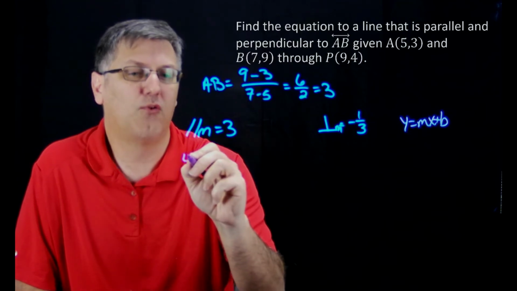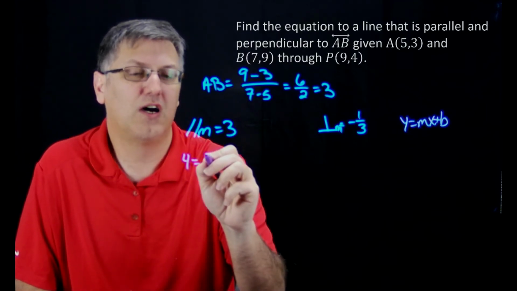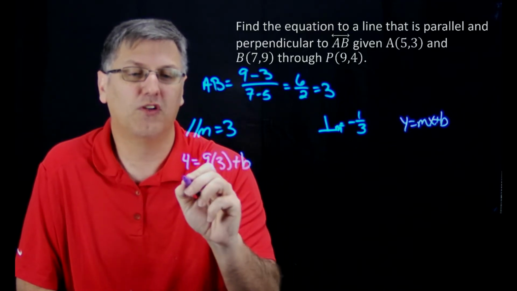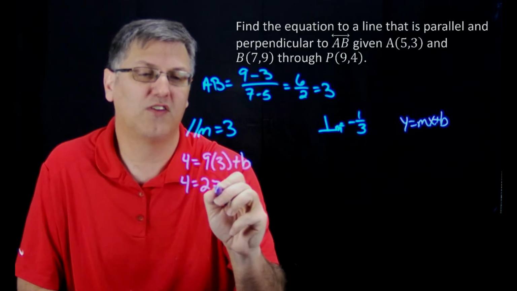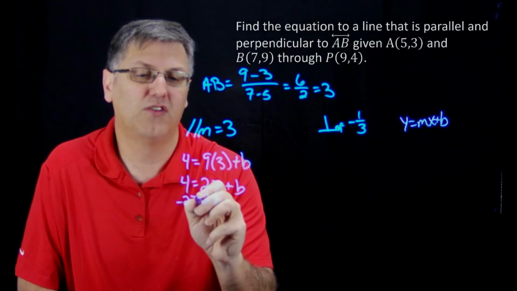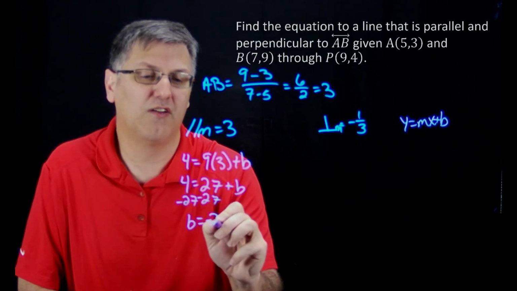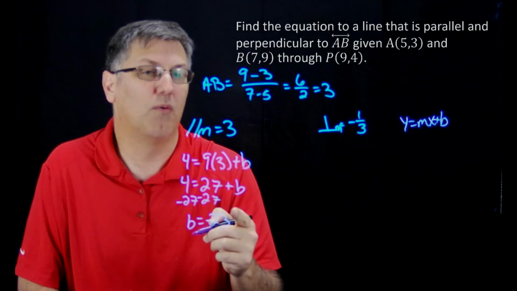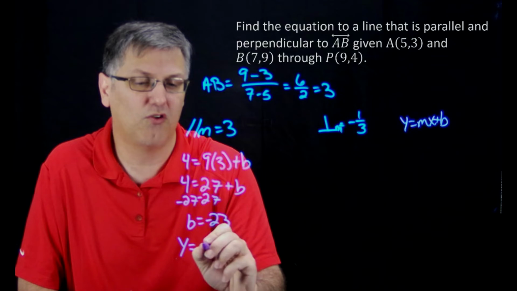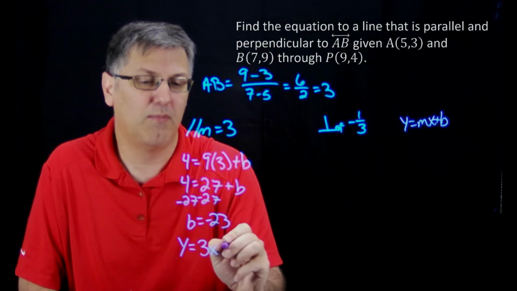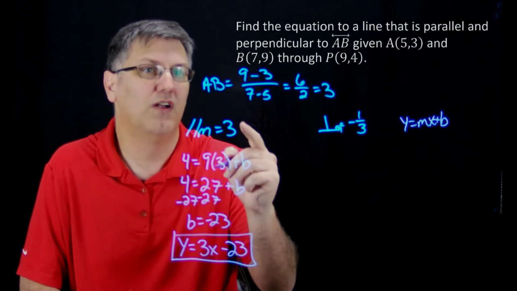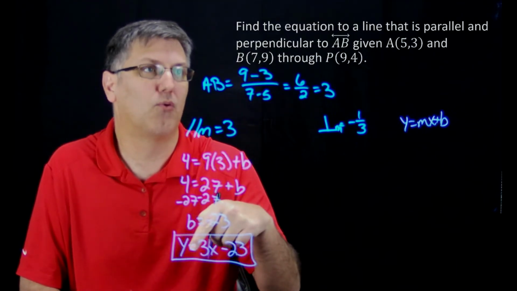So y is 4 equals 9 times my slope, which is 3, plus b. 9 times 3 is 27, so I have 4 equals 27 plus b. I'm going to subtract 27 from both sides, and I get b equals negative 23. Now I know what b is, so I plug it back into my equation, and I have y equals 3x minus 23. Here is the equation that is parallel to line AB and passes through point P.